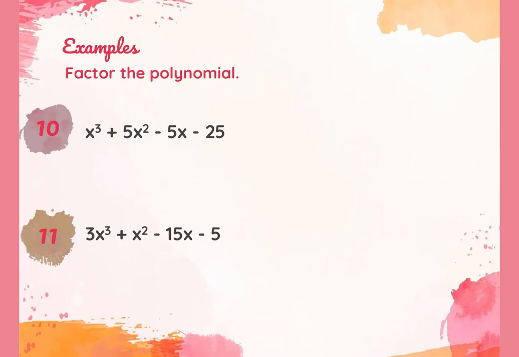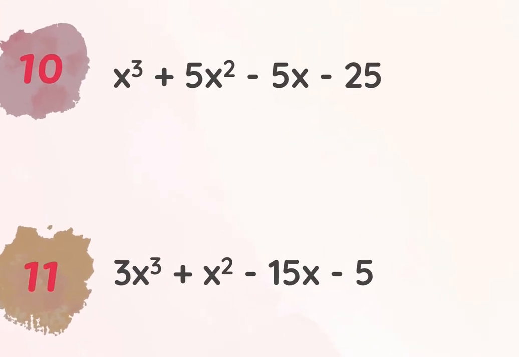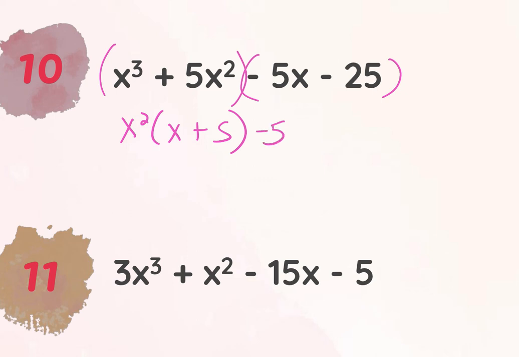All right, we'll do one more and then we'll save 11 for Monday. Again, look at all 4 terms. Nothing goes into all of them, so I'm going to group it. What can I take out of the first set? Good. And then I'd get x plus 5 out of the second set. Negative 5, and I get x plus 5. And I end up with x plus 5 and x squared minus 5.